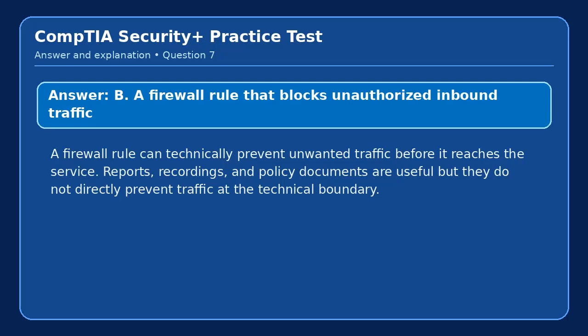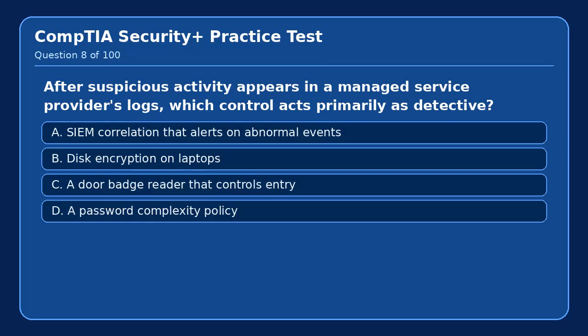Question 8. After suspicious activity appears in a managed service provider's logs, which control acts primarily as detective? A. SIEM correlation that alerts on abnormal events. B. Disk encryption on laptops. C. A door badge reader that controls entry. D. A password complexity policy.